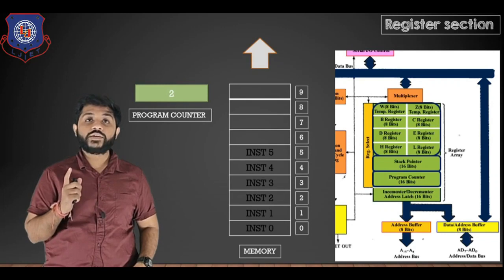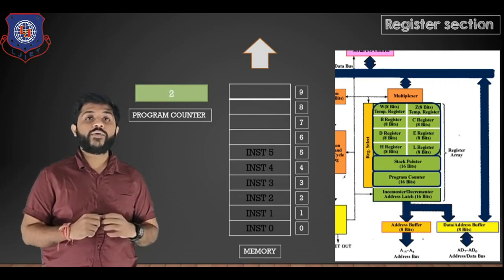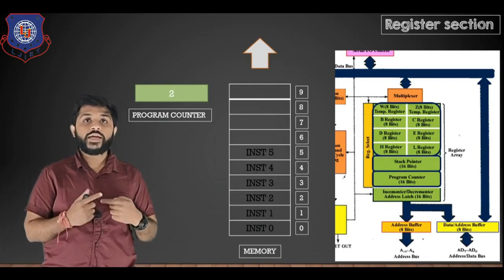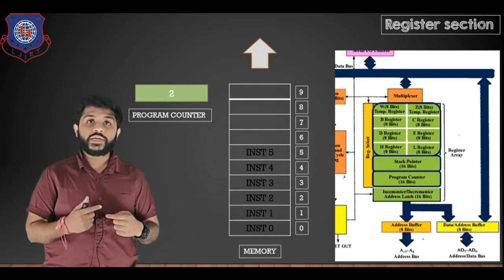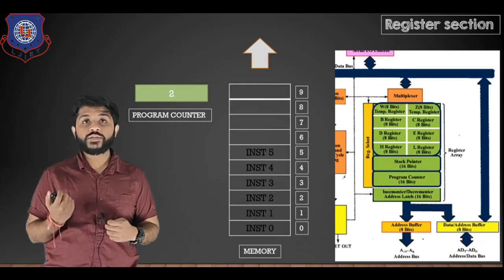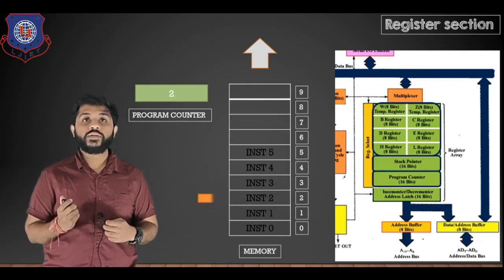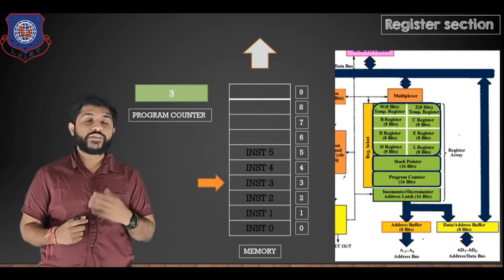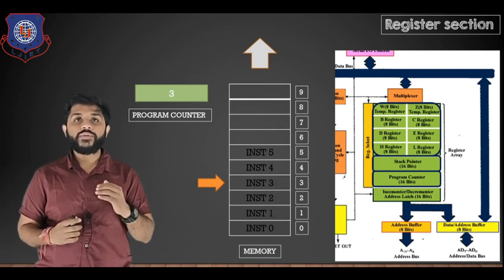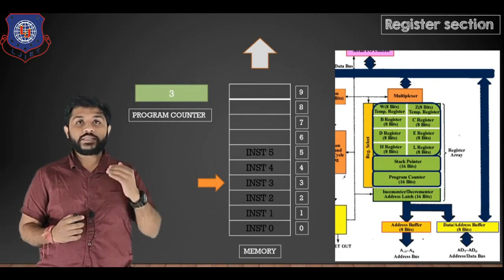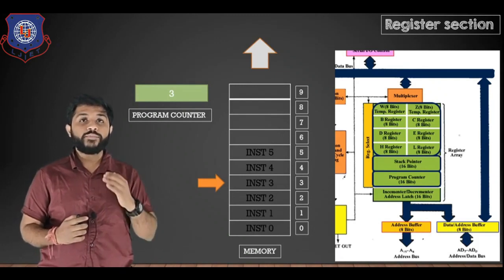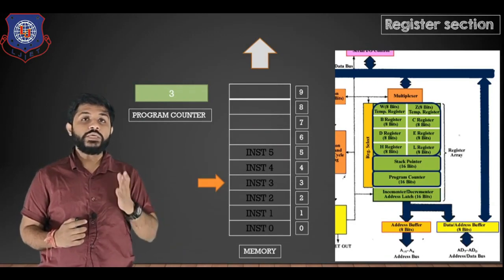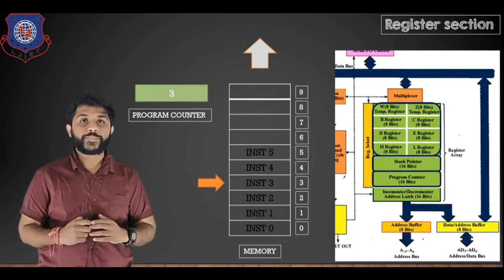After fetching the instruction, the value of the program counter will be incremented. The processor will decode instruction 1 and execute it, and next time it will fetch the instruction from which location? The memory location 3. So every time after fetching an instruction, the value of the program counter will be incremented, so that the next time, the processor can know from which location it has to read the instruction.